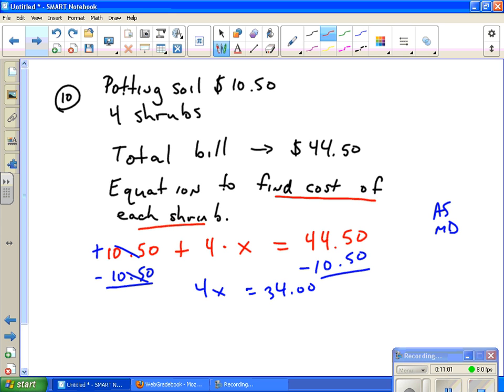So that says 4x. In order to undo that, it means 4 times x. Undo it by dividing by 4. Divide the left by 4. You need to divide the right by 4. These will cancel out, leave you with just x equals $8.50. So each shrub cost $8.50.